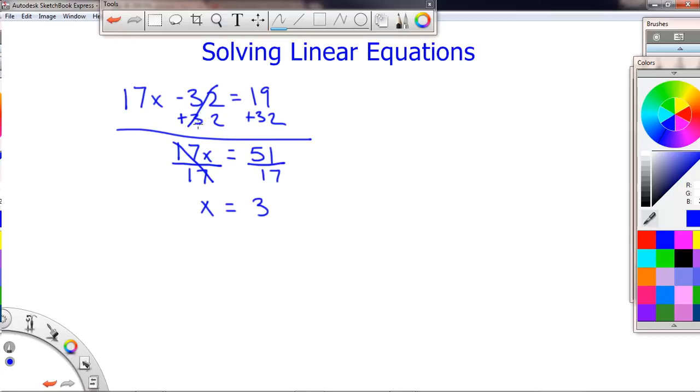Okay, so notice every step I take gets me closer and closer to having the x by itself, and every step I take cancels out an operation. Here the subtraction of 32 is canceled out by adding 32. Here multiplying by 17 is canceled out by dividing by 17. So I know we're kind of past this point, but I just thought I'd throw this up here so you can take a look at it.